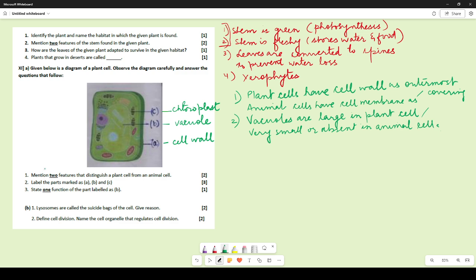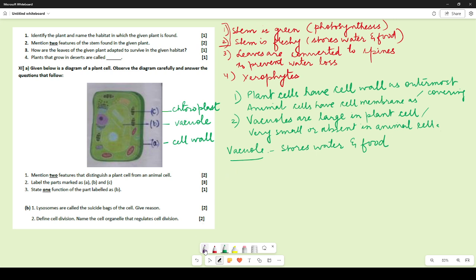Label, we have already labeled. Say one function of the part labeled as B. So what is the function of the vacuole? Vacuole stores water and food for the plant. It also keeps the plant cell turgid. Turgid means properly swollen in its proper shape. It also gives the cell its proper shape.